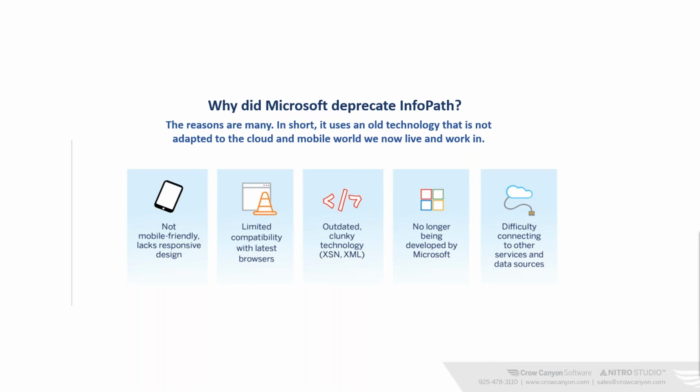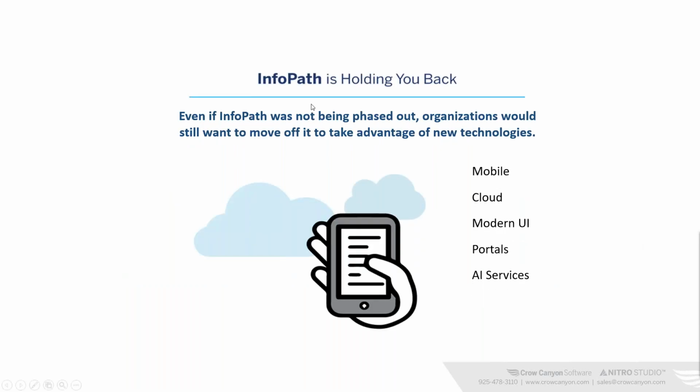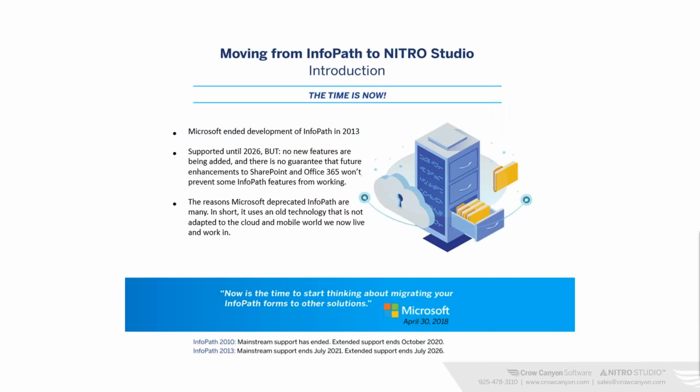And NitroStudio over the years has really matured into a very excellent InfoPath replacement tool. It has many of the same capabilities, but much more to it. It has the modern technologies that you would be missing if you keep staying on any legacy system, InfoPath being an example of that. Mobile, cloud, modern UI, portals, AI services. I mean, it just leaves InfoPath in the dust, and people stay on InfoPath just because of momentum, I guess, and we call it organizational inertia, that kind of thing.